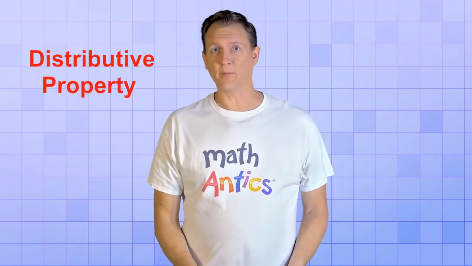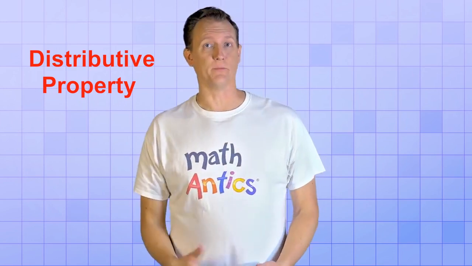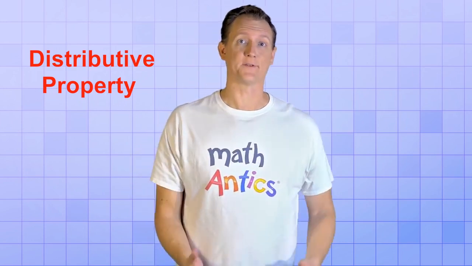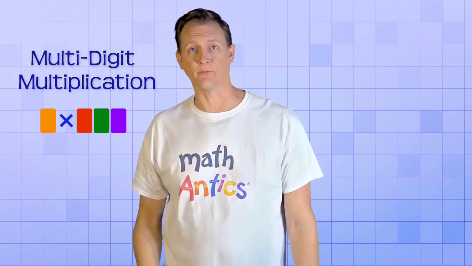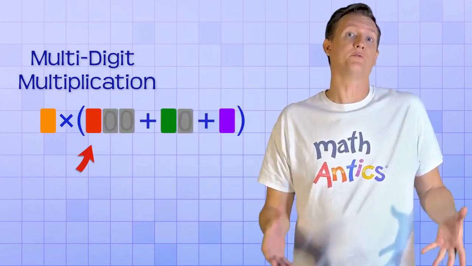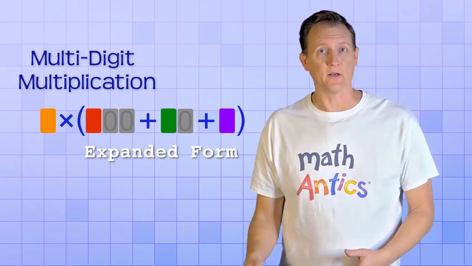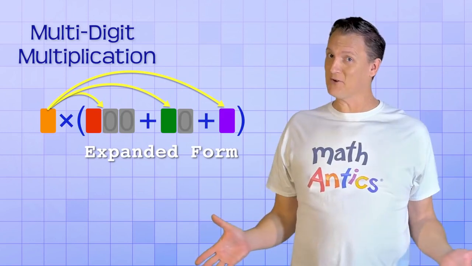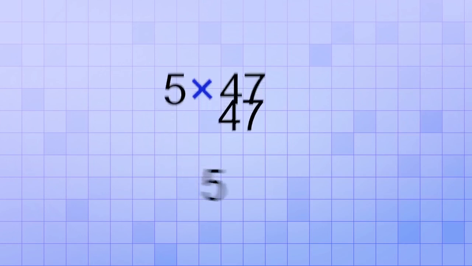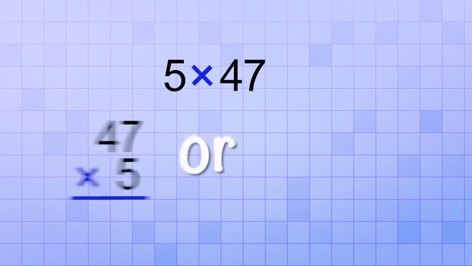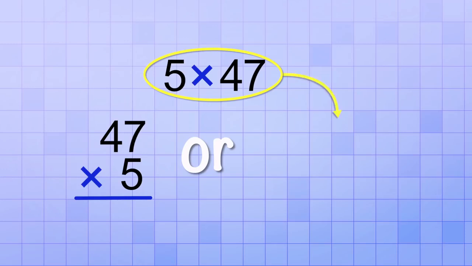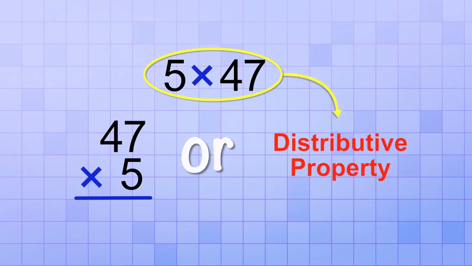Realizing that the distributive property can make some calculations easier to do mentally can come in really handy for certain basic multi-digit multiplication problems. That's because you can break up the multi-digit factor into a group sum, like expanded form, and then distribute the other factor to the members of that group. Sound confusing? Here's what I mean. Let's say you need to multiply 5 times 47. Well, you could just use the multi-digit multiplication procedure, or you could change this into a problem where the distributive property will make it a little easier to do.